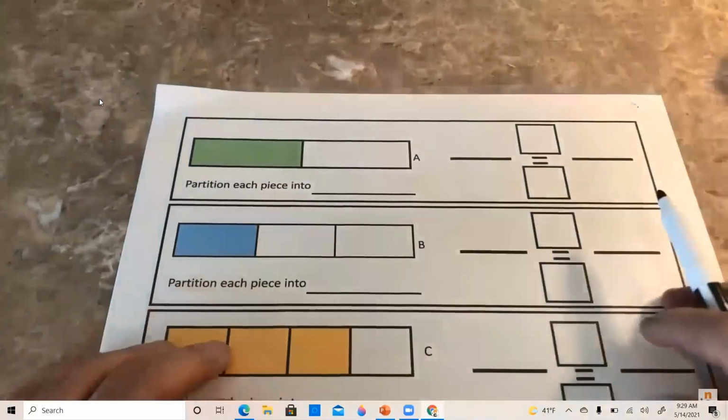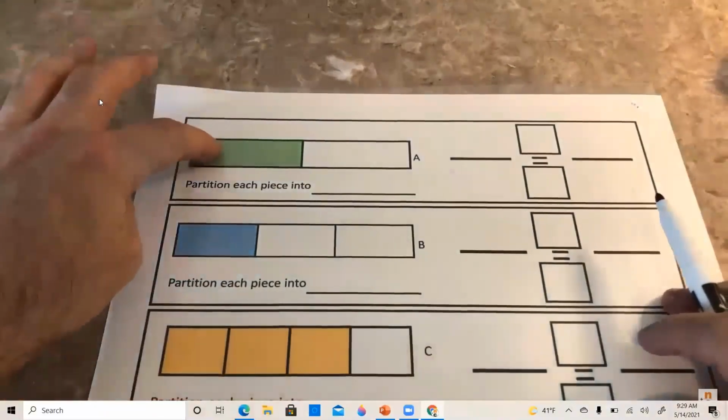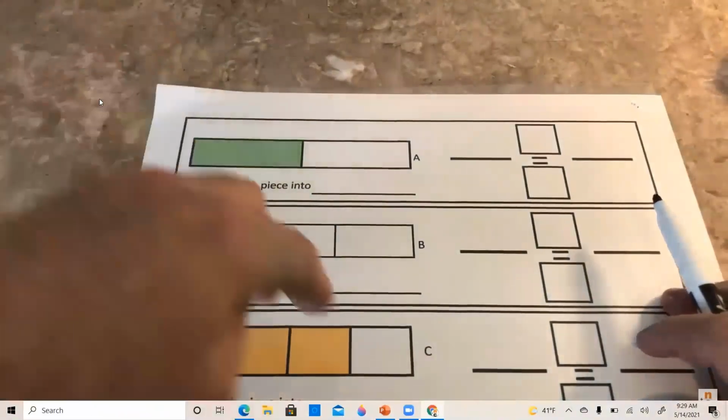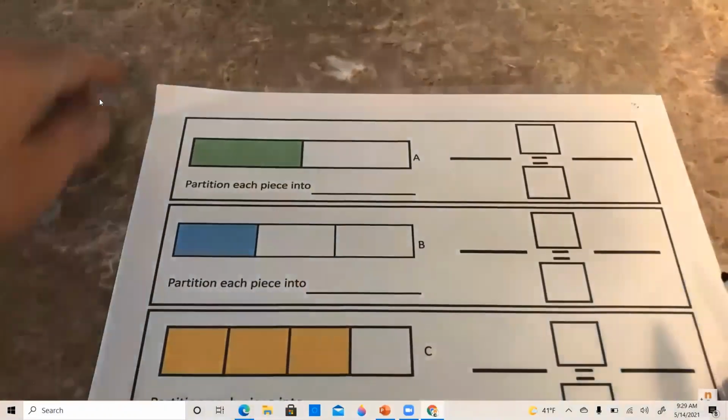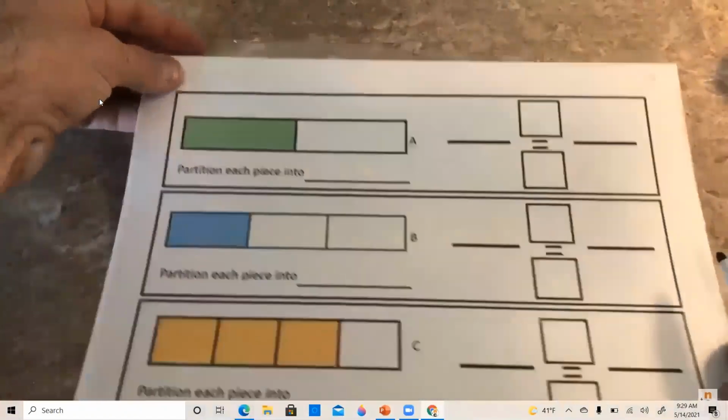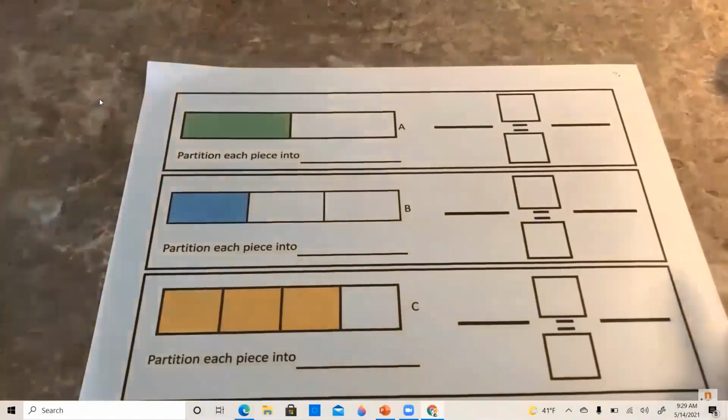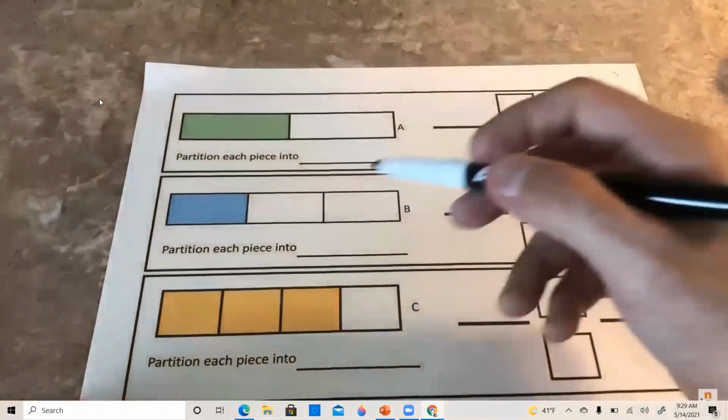And remember, we're making equivalent fractions. So the amount that's shaded green or blue or yellow is always going to stay the same, right? It's just the pieces that are changing. And we're changing those pieces by multiplying that fraction by a whole in the form of whatever we do. So let's go ahead and take a look here.